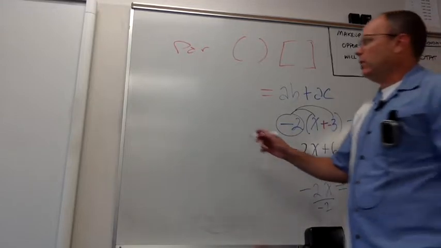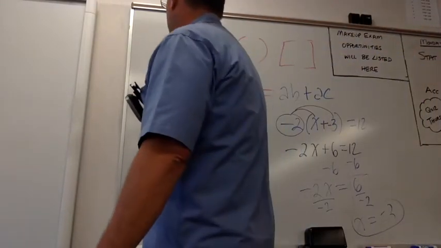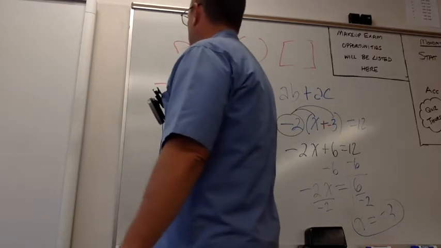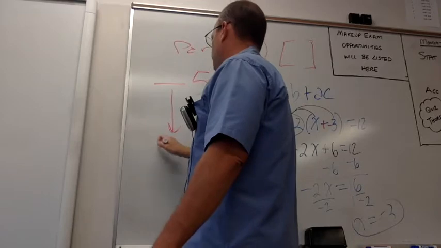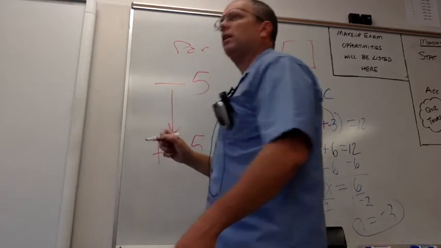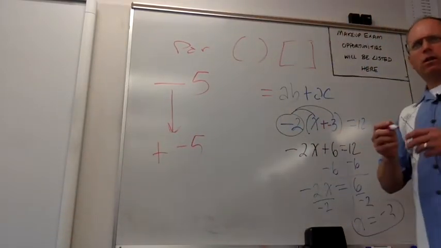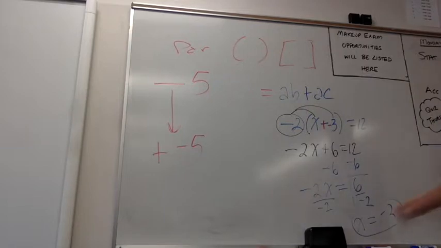So anytime you have a subtraction, like if you had minus 5, that's the same thing as saying plus a negative 5. Adding the opposite, because subtraction is just adding opposite values.